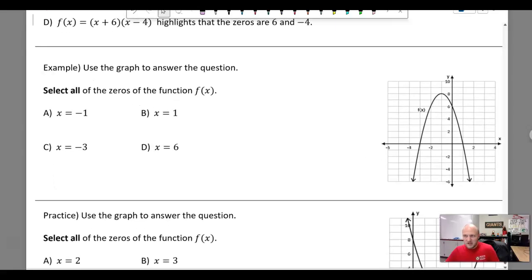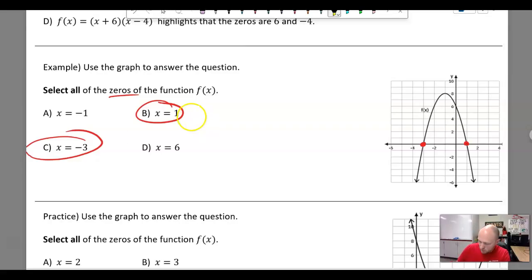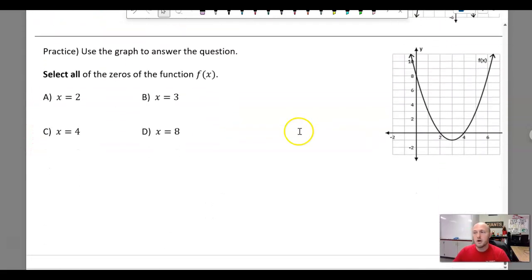Last question. Pretty straightforward here. Given a graph, this is our last success criteria. Can you identify key features from a graph? Well, what are the zeros of this function? Right here. And right here. So what are those numbers? -3 and a +1. Now, a common error on the SBAC, do you guys see this wordage here? It says select all. Select all. So I have to select multiple or all the correct options, not just one. I have to select all of them. So there are 2 right answers here, so make sure you select all.